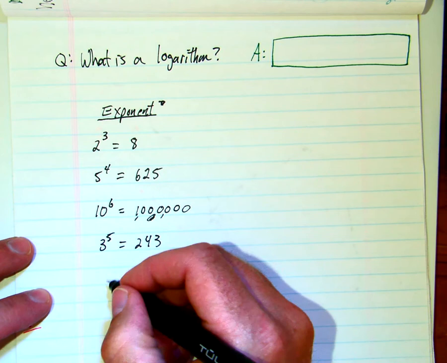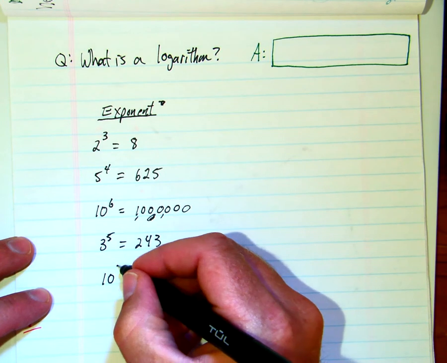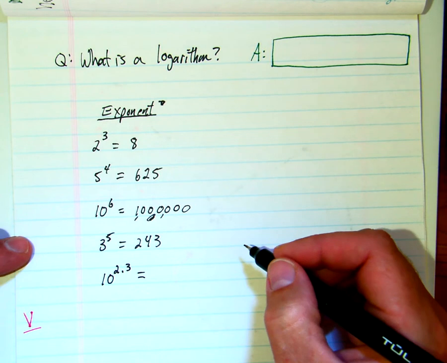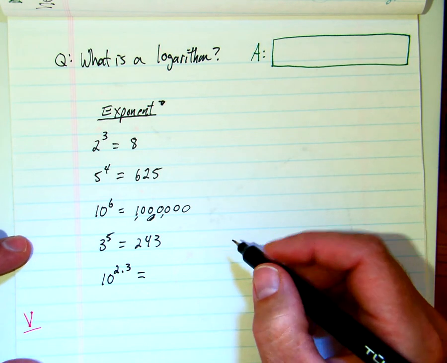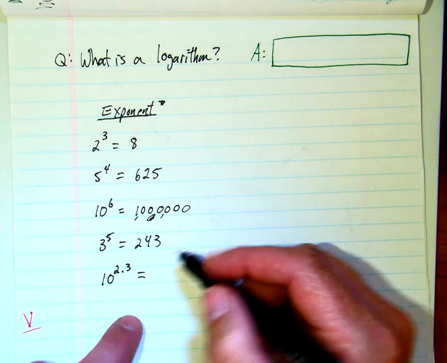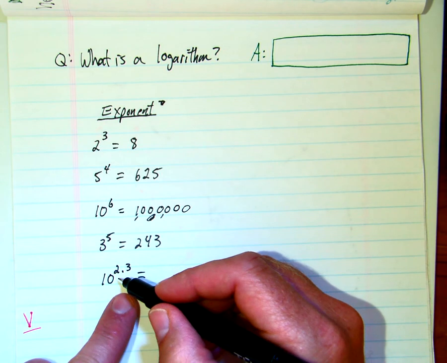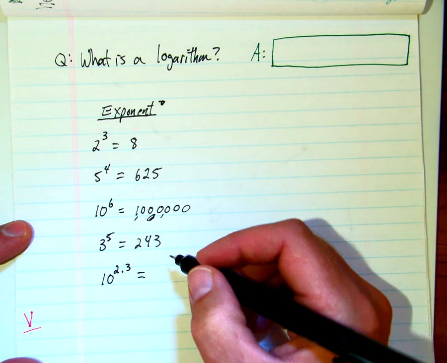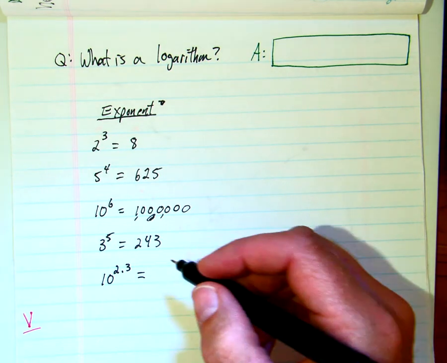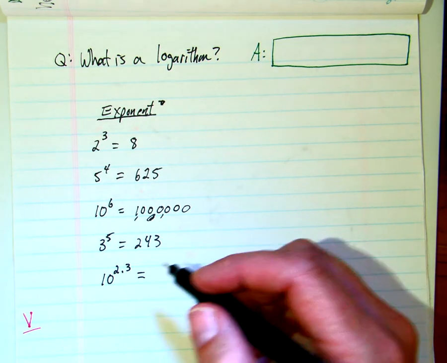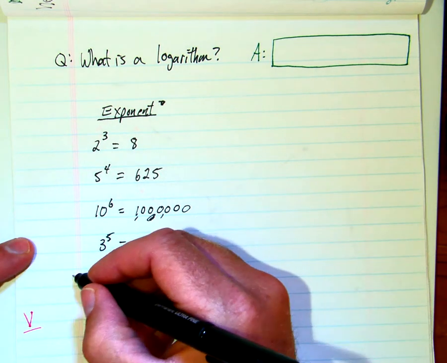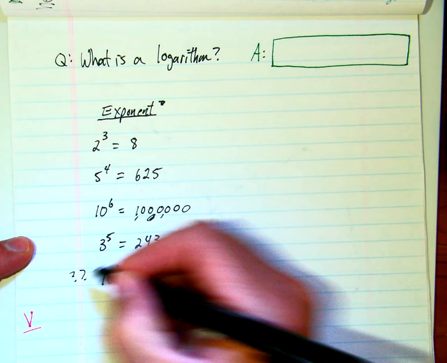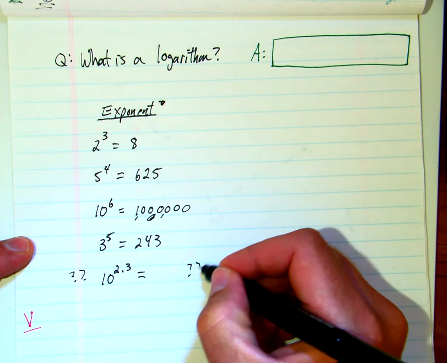Here's a much harder one. What if we wanted to take 10 and raise it to the 2.3 power? Can you even do that? Well, sure. What's 10 to the second power? That's 100. So it's going to be something a little bit more than 100. No, probably less than 1,000. That's not really precise. If you want it more precise, you might go get a calculator for that one. So I'm going to leave that one blank. It's kind of a problem.